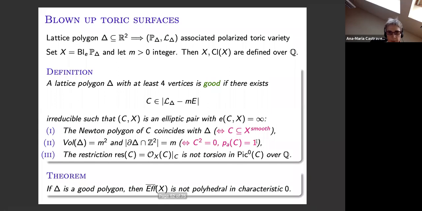Okay, and so then the theorem, and this is now immediate out of what we saw so far, is that if you have a good polygon, then in characteristic 0, the effective cone of X is not polyhedral. This was this observation that if the order of the elliptic pair is infinite and the Picard number is at least 3, then the effective cone is not polyhedral.